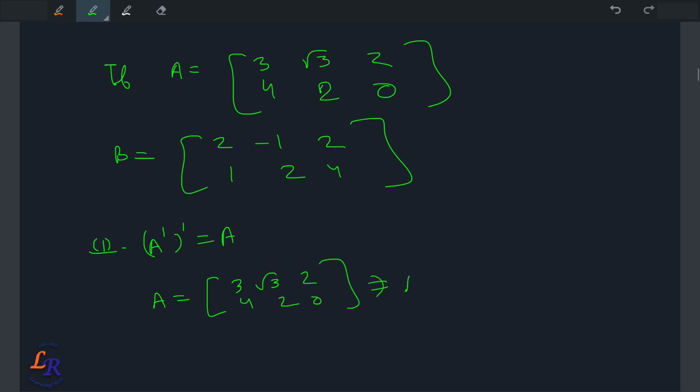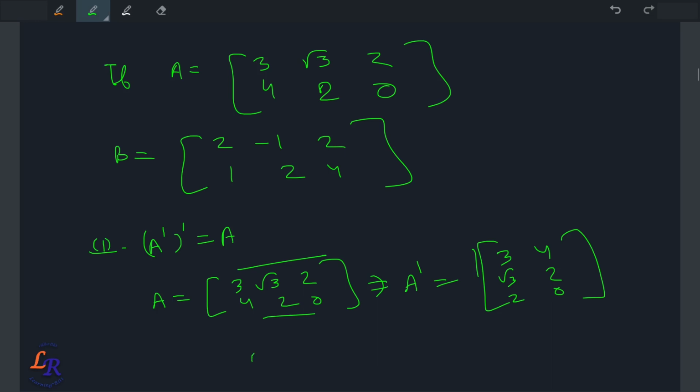This implies that A dash would be, you replace the rows with the columns, so it will have 3 rows: 3, root 3, 2 and 4, 2, 0. So this row will become a column in this direction, and this one in this direction. So this is your A dash matrix.